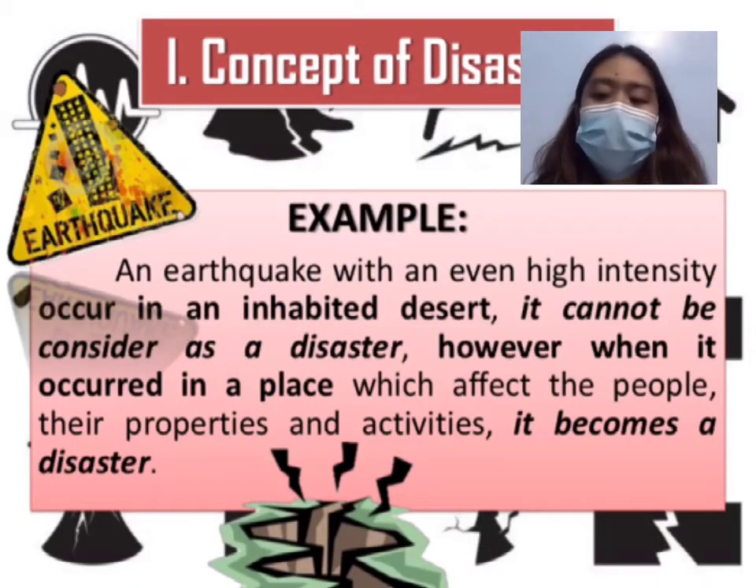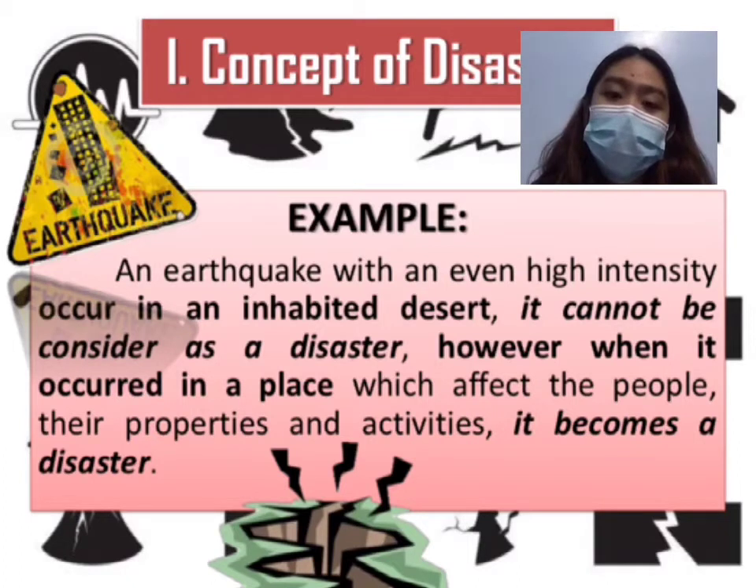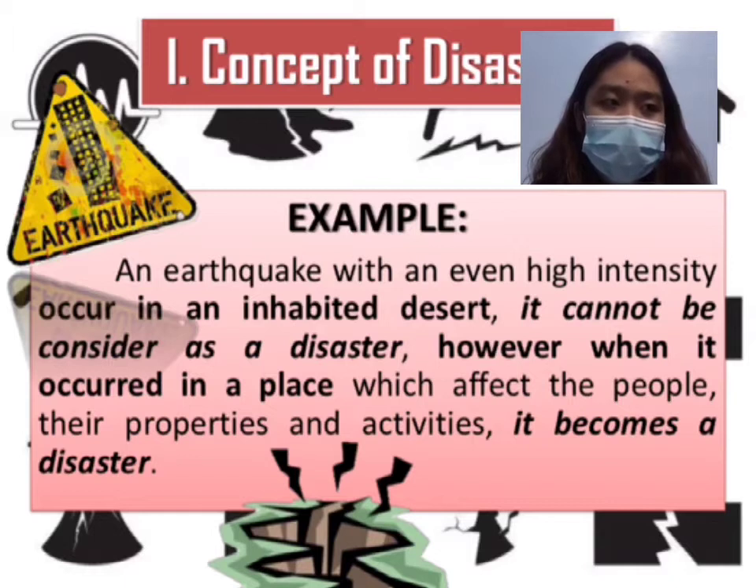So for example, an earthquake occurred in an inhabited desert. So can we consider it as a disaster? No, we can't. However, if it occurred in a place where there are people and they could be affected together with their activities and properties, then yes, it could be considered as a disaster.